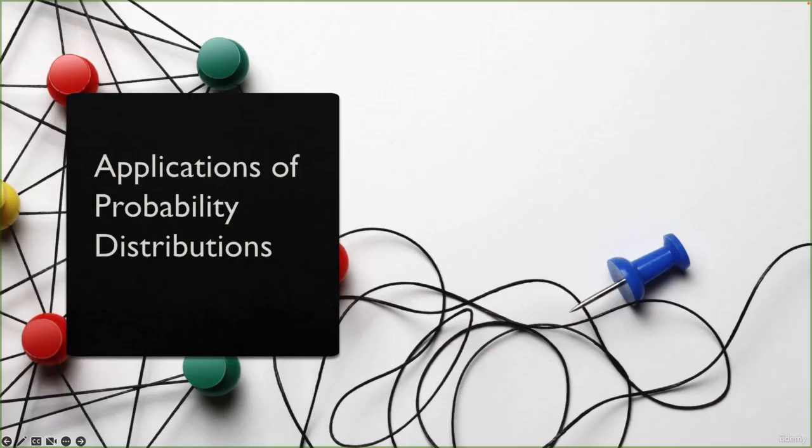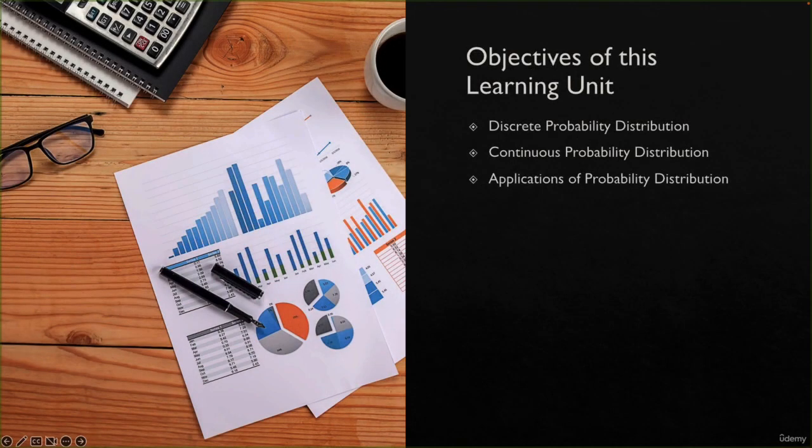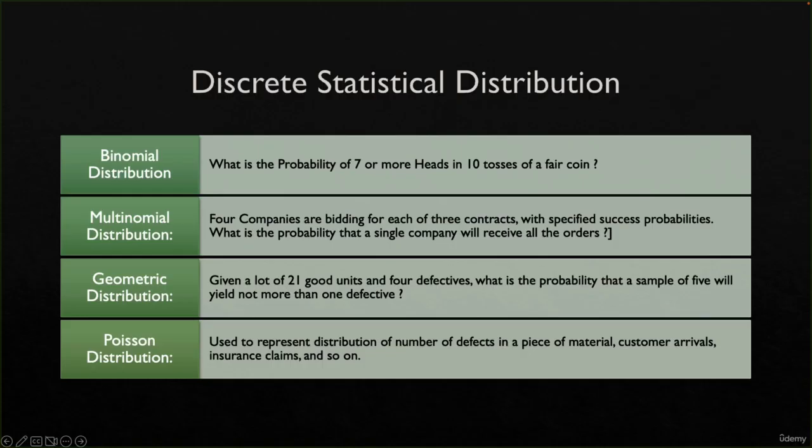In this video, let's look at some of the important applications of probability distribution. As we proceed, we'll look into the discrete probability distribution, and we'll have a quick recap on the continuous probability distribution, and then we'll look into those applications. So let's get started. Under the discrete statistical distributions, we've got binomial distribution, multinomial distribution, geometric distribution, and Poisson distribution.